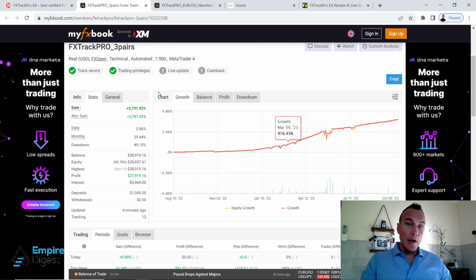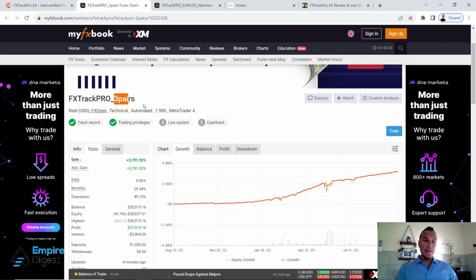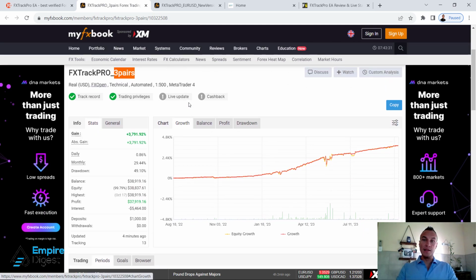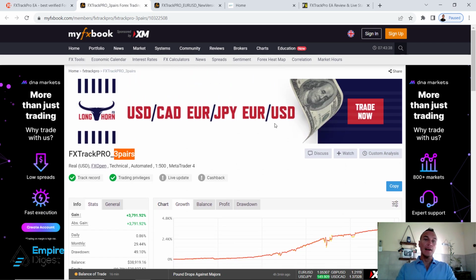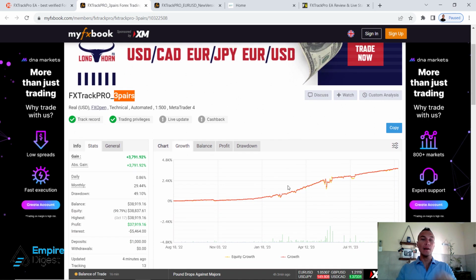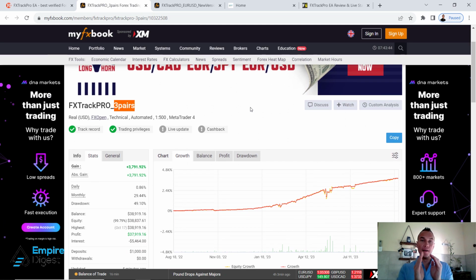Okay, this is the FXTrack Pro Super account. It says 3 pairs. The first thing you always want to look at when looking at a forex trading robot is to make sure the custom analysis is not set. In this case, it's not set. Why? As soon as somebody sets the custom analysis, it means they are hiding a certain amount of trading history from you, so you can't see how the robot has been performing since the inception of the account, when the account was created. In this case, it's not set, which is a good thing.